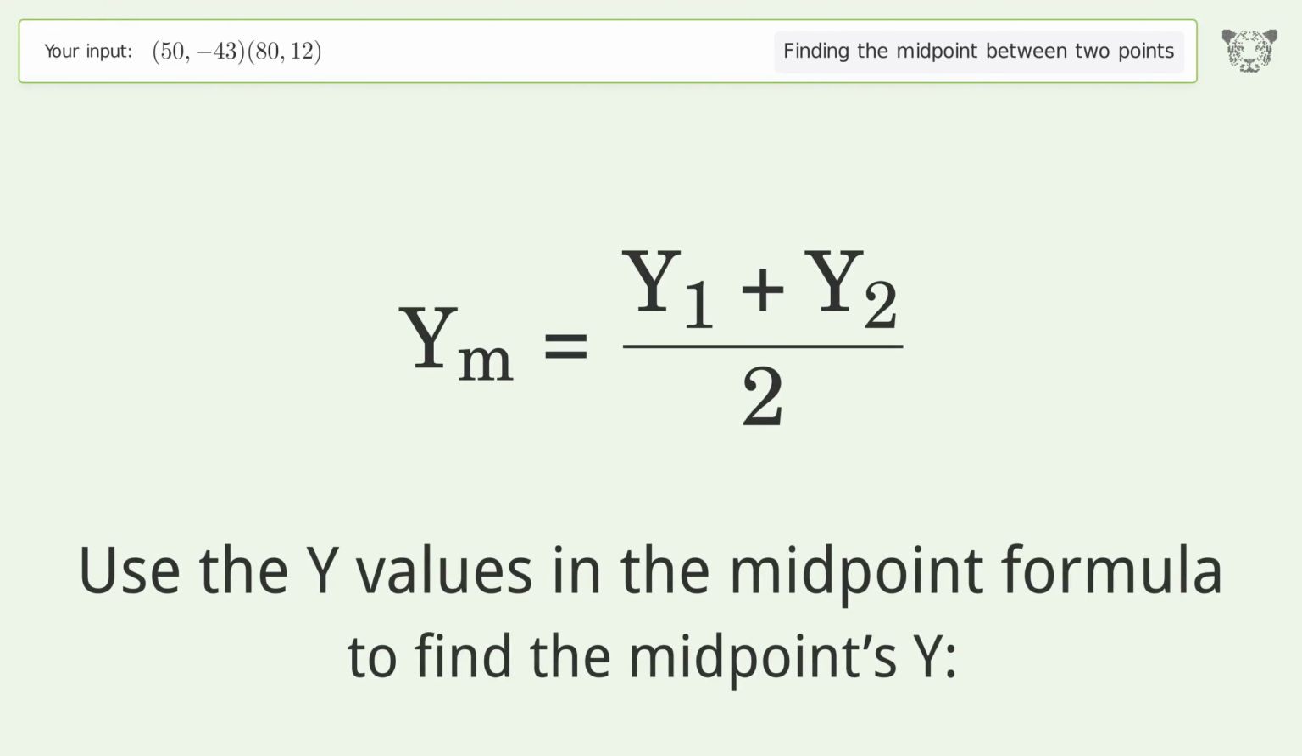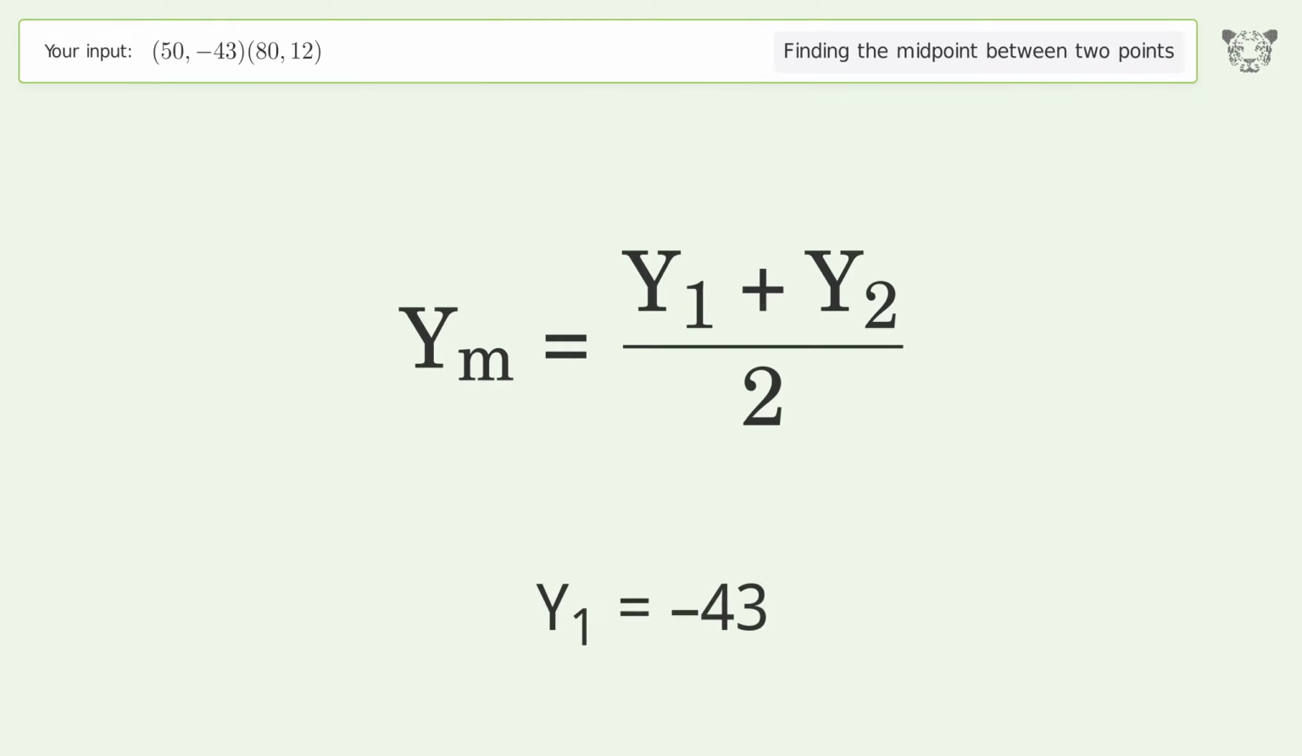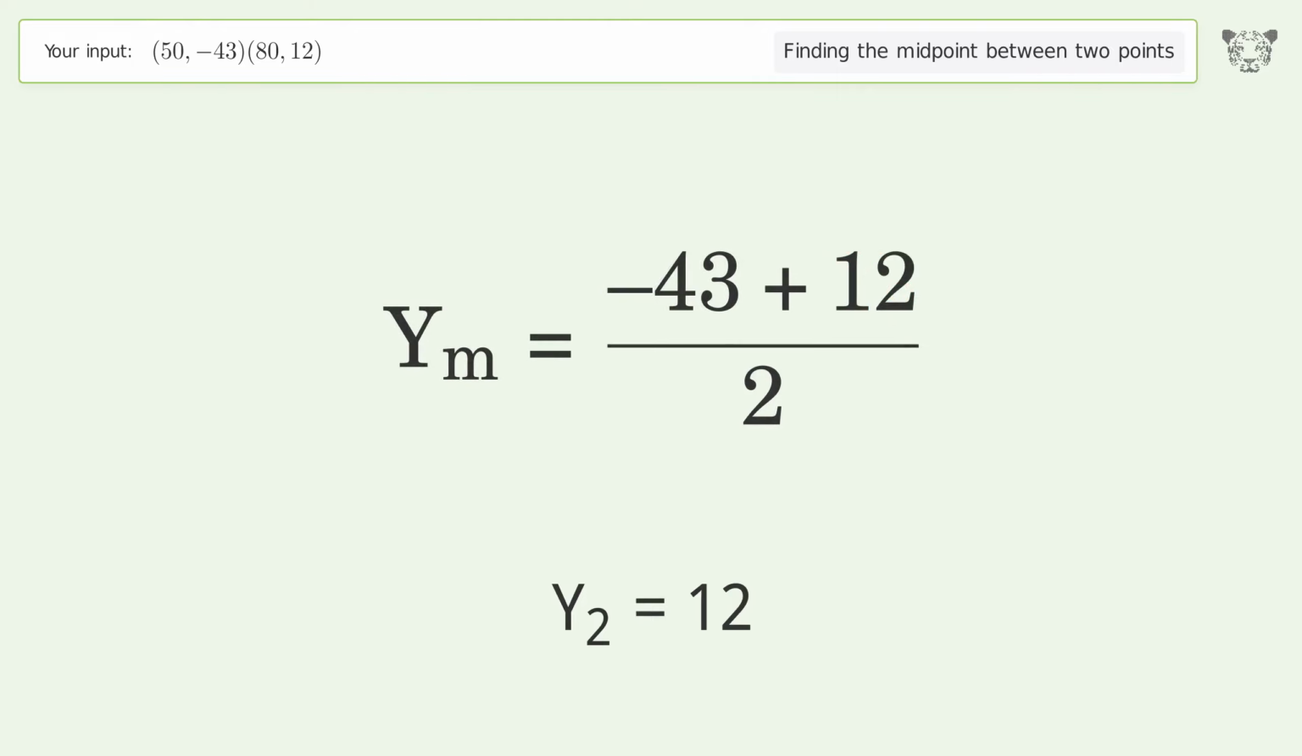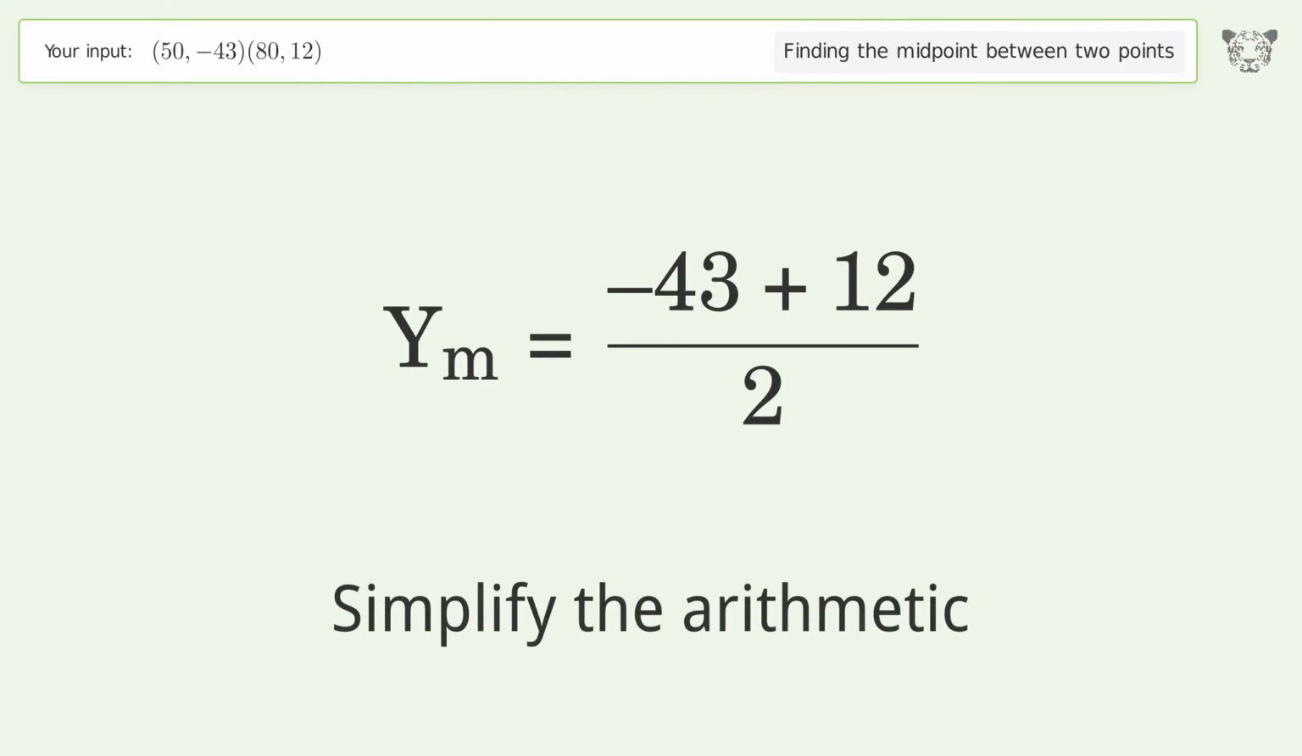Use the y values in the midpoint formula to find the midpoint's y. y1 equals negative 43. y2 equals 12. Simplify the arithmetic.